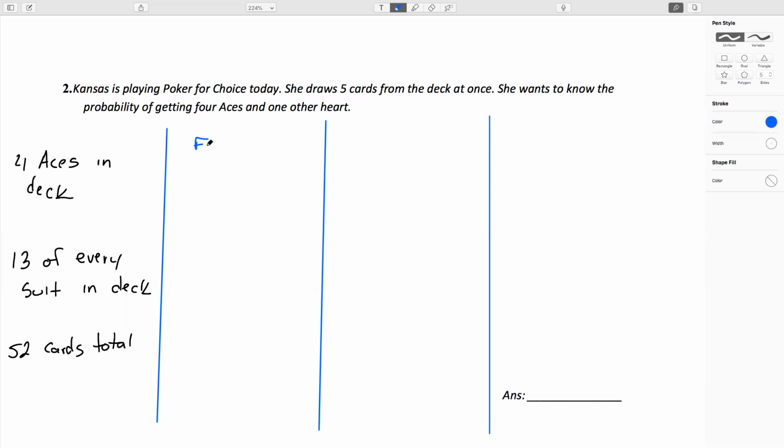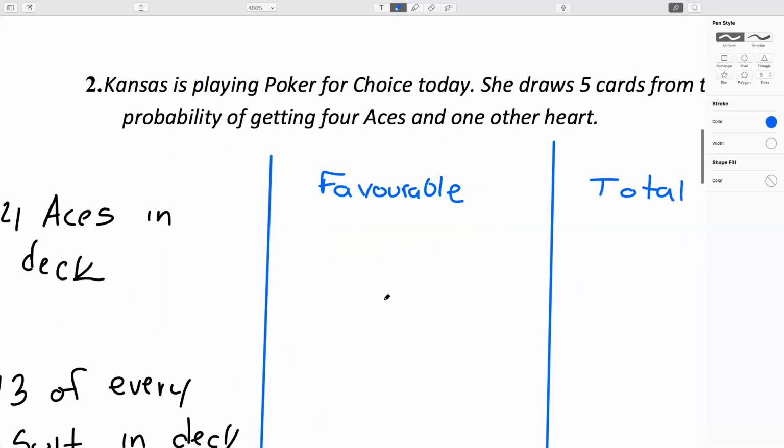There we go. So this will be for favorable outcomes. This will be for total outcomes. And this will be for the probability. All right, so we want 4 aces and 1 other heart. So the number of outcomes is going to equal the number of ways we can pick 4 aces and 1 other heart.